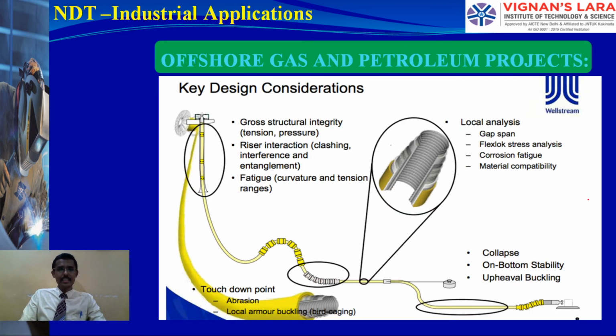See the next one. Key design: we are planning to do some key designs of these flexible pipes, and I have given some points here. It should touch the ground at the touchdown point. It may be the ground or the sand, therefore abrasion will be there. Somewhere at some point we will have some bores, and from that point the pipe is floated inside the water and then slowly comes up to reach the structure station.